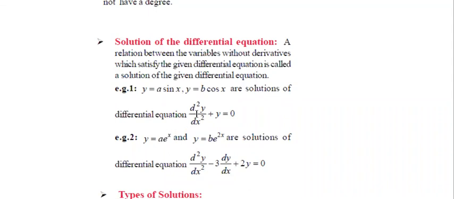the differential equation d square y by dx square plus y is equal to 0. How do we know that? Do the differentiation with respect to x and substitute; if it is satisfied, we say so. In the second example also, y is equal to a into e power x and y is equal to b into e power 2x are solutions of the differential equation d square y by dx square minus 3 into dy by dx plus 2y is equal to 0.